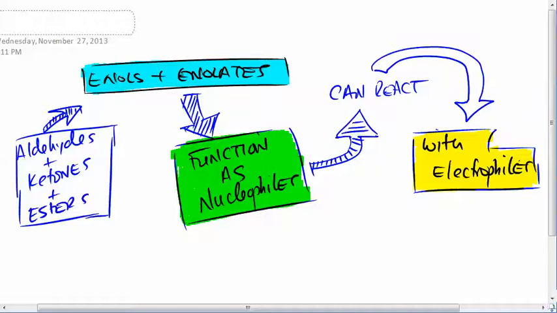Once we generate either one of these guys, they will now function as a nucleophile. And because they are functioning as a nucleophile, we can react them with a lot of different electrophiles. This is where most, if not all, of the reactions that you're going to see are coming from. Because we've generated this nucleophile, now we can react it with so many different things. That's why you see all these different reactions. Right, okay. So, all right, let's start.